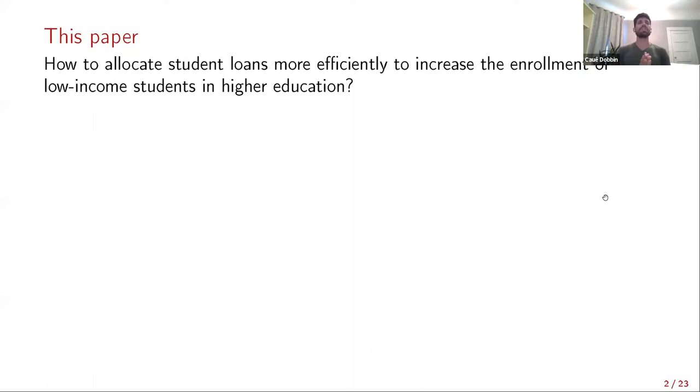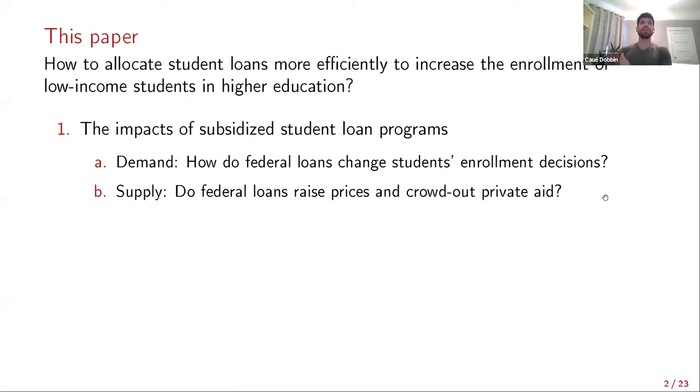So with this motivation in mind, what we're going to try to do in the project is to answer this question, which is how can we allocate the students' loans more efficiently to achieve our goal, which is to increase the enrollment of low-income students in higher education. We're going to do that in two steps. The first part is going to be to try to document empirically what's the impact of the subsidized loan programs.